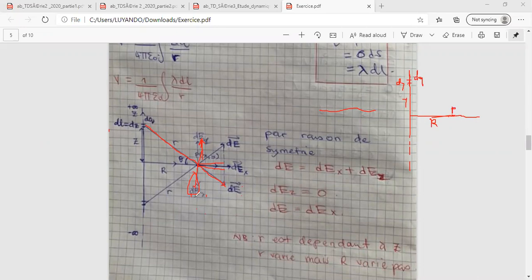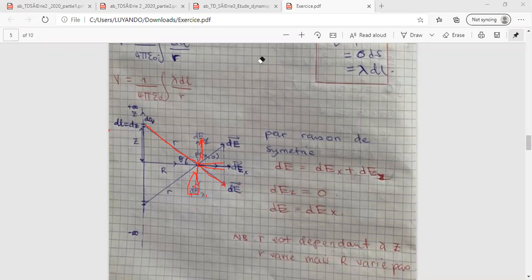So are there any questions on this diagram right here? Are there any questions? I'll gladly answer them. Can you kindly repeat why we got 0 as our DEZ? So our field in the direction Z.